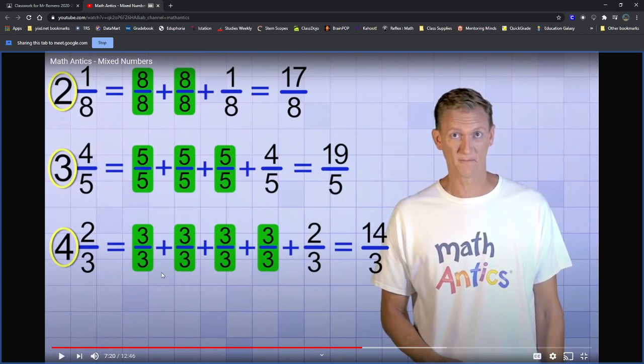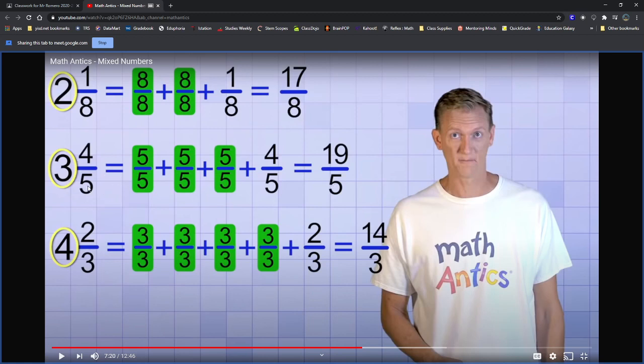Something else I want to point out to you all. Look at your denominators. Look at this first example. My denominator was 8. It never changes. Whether I have an improper fraction, whether I have a mixed number, my denominator is 8. It stays an 8.